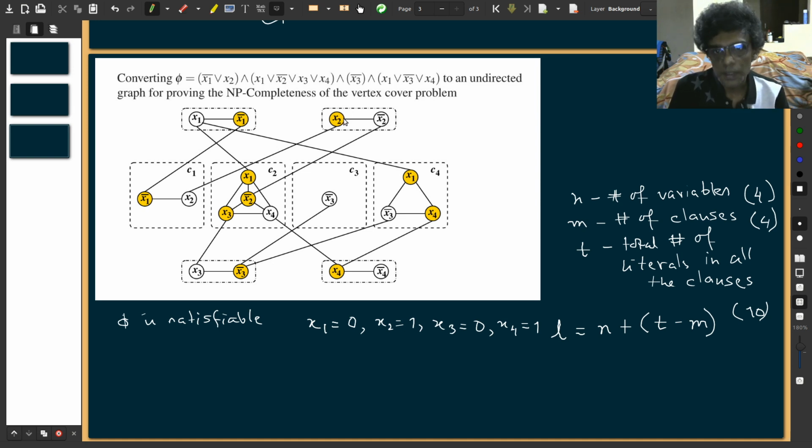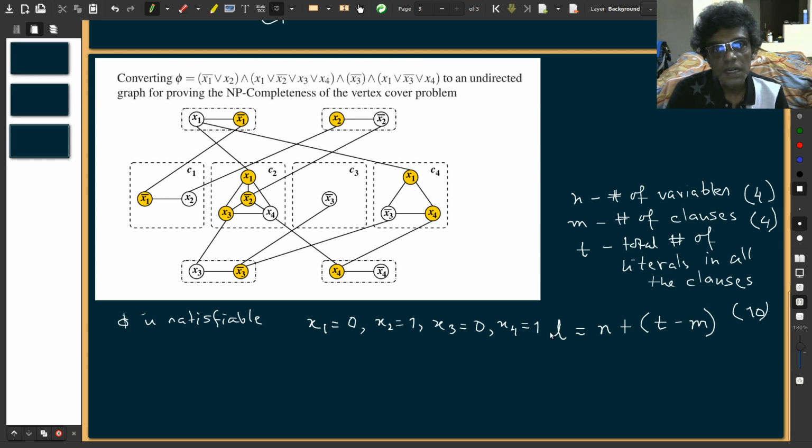So the set of vertices that I have chosen using this rule must be a vertex cover. Okay. So if phi is satisfiable, I can compute a vertex cover whose size is this by this strategy. Okay. Conversely, suppose that there is a vertex cover of size this.